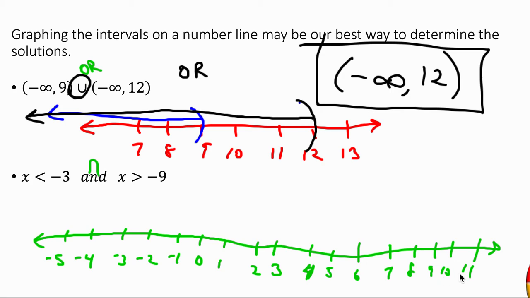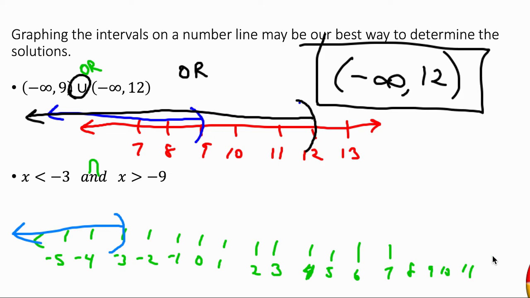Okay. Now, we have less than negative 3, pointing that way. And greater than negative 9. Oh, I didn't get negative 9 on here. I did a positive. So let's just say, nope, I'm not going to do that to you. I was doing negative 3 to fit a positive 9 on, but let's just redo this right quick.